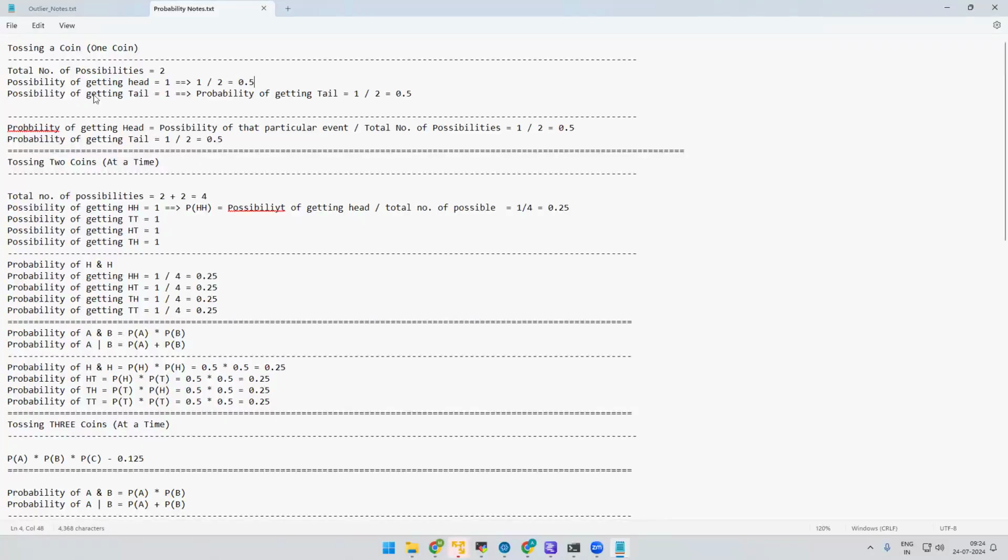The same case for tail also. 1 by 2, that is 0.5. There is a 50% chance that I may get a tail when I toss a coin. Any questions on finding out the probability? If you go with this approach, you can easily understand probability. But if you directly jump to the formula, you may not understand why we need probability.